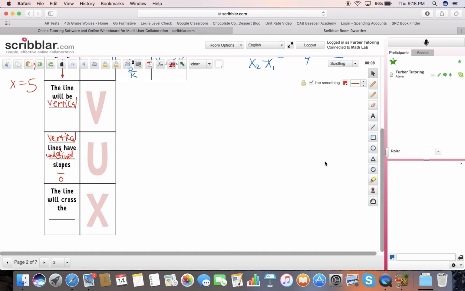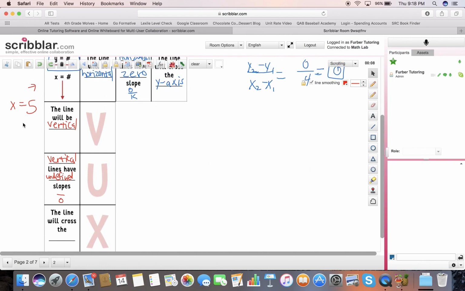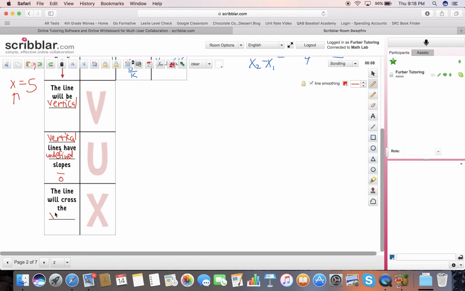And then the last letter in VUX is an X, and that represents the type of equation we have. It's an X equation, right? And it also represents where it crosses. It crosses the x-axis. So for example, if this was my coordinate plane, x equals 5 would touch the x-axis at 5, and I would just draw a vertical line through that x-axis.